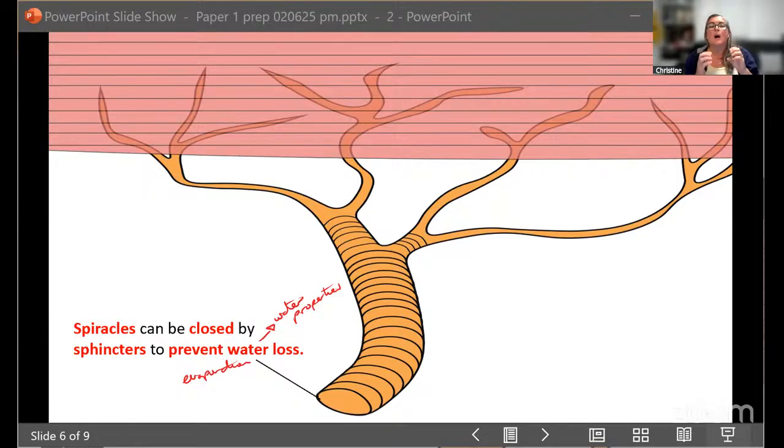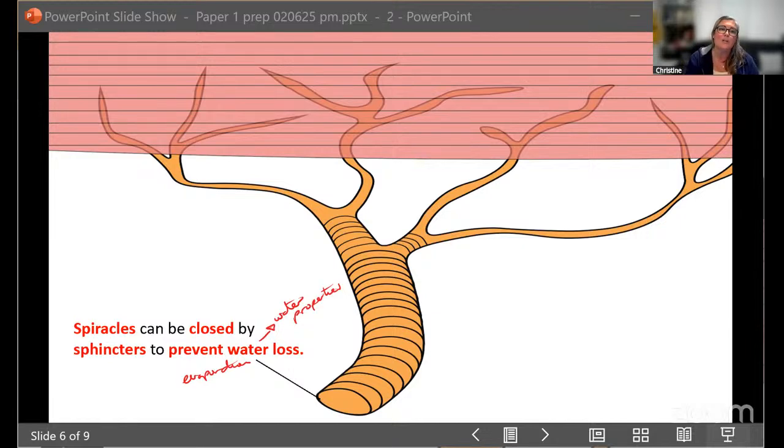Sphincters are very specialized ring-like structures which allow for closing and opening. You have sphincters in your stomach, at your esophagus at the top and at the bottom of your stomach, which hold the stuff inside the bag. If you think about your stomach like a bag, a sphincter at the top, a sphincter at the bottom, it's going to keep everything inside the stomach until you're ready to empty it. And so a sphincter is a ring-like structure that can close and open. In this case, the spiracles are open, but they can be closed.